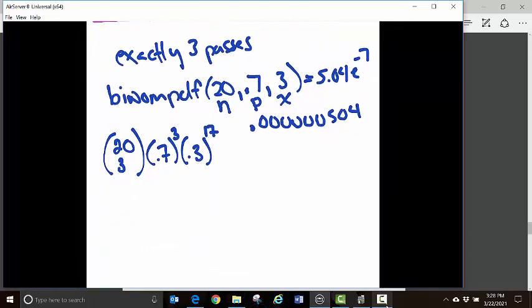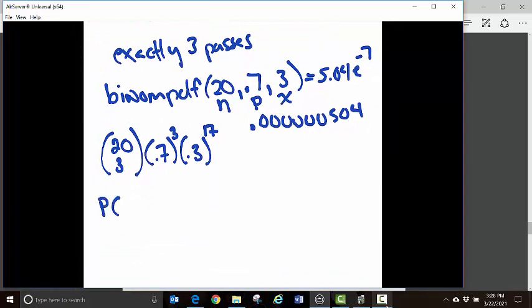So what if I said probability of X, because X is the number of kids that passed, being less than or equal to 3, what would I do? Just calculator speak.